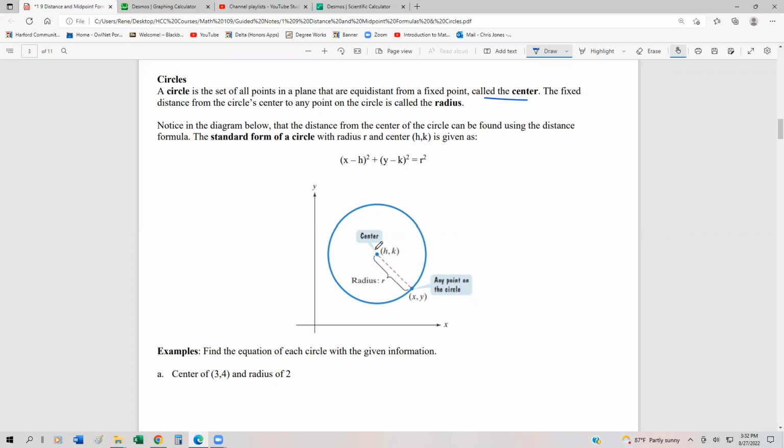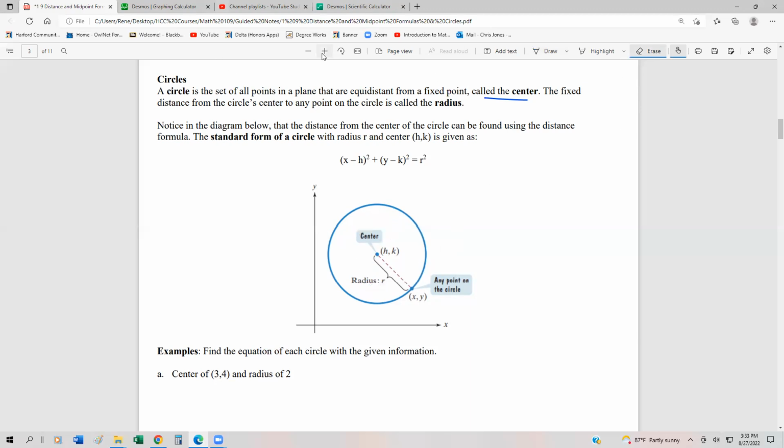So if we have the center of a circle, and these are all the points that are fixed and equidistant, basically this distance, and I know it's not a good drawing, those are all the same distance, which we call the radius. Those are all the radii of the same circle.